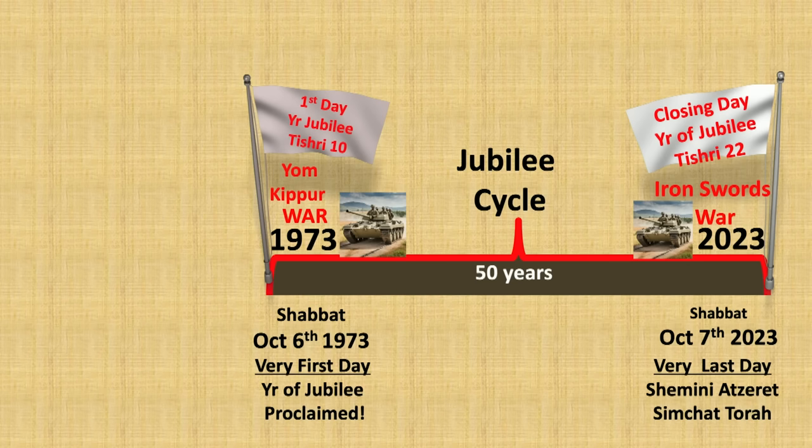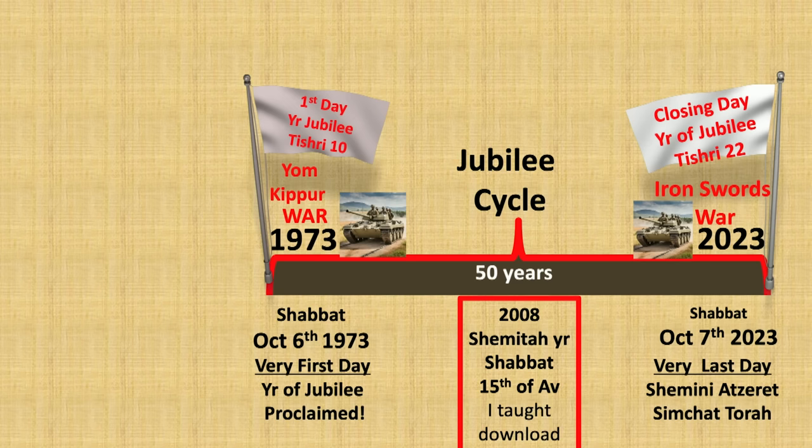Okay, so here we go. I took the Jubilee cycle we just ended, the last 50 years, and the Jubilee always begins on Yom Kippur. On Shabbat, October 6th of 73, the very first day the year of Jubilee is proclaimed, we have the Yom Kippur War. The very first day of the Jubilee. And then what do we have? It goes from October 6th to October 7th, but 50 years later, on the Shabbat, the very last day, known as Shemini Atzeret, Simchat Torah, we have a war. So the Jubilee literally began on the first day with a war and the last day with a war. So it's like parentheses around this.